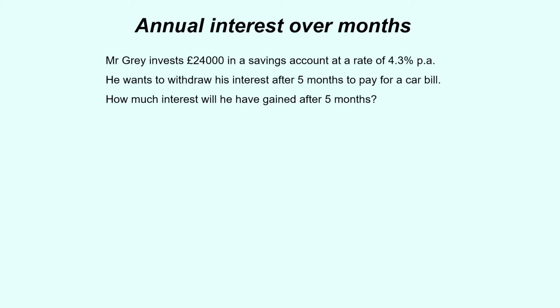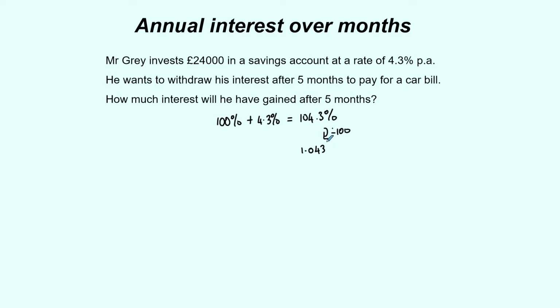If you're talking about a period of months, it's a little bit trickier, so let's have a look at that. If we're looking at calculating interest over a period of months, we've got an example here. Mr. Gray invests £24,000 in a savings account at a rate of 4.3% per annum. He wants to withdraw it after 5 months to pay for a car bill. How much interest will he have gained after 5 months? So this time he's putting the money in, but he's not leaving it for the full year.